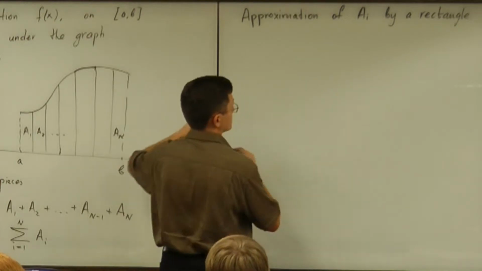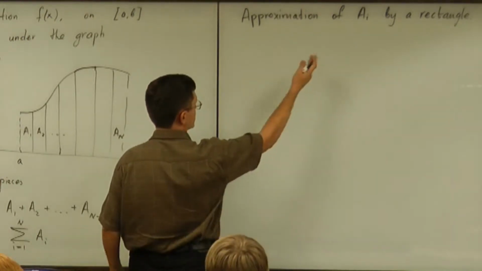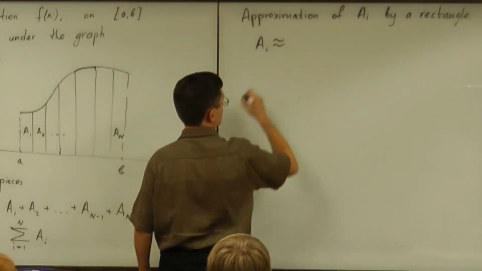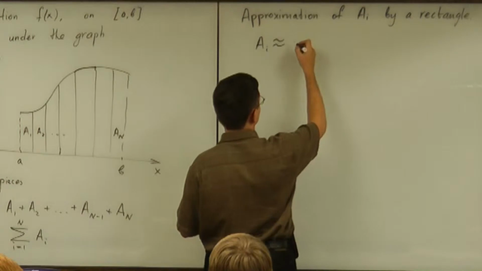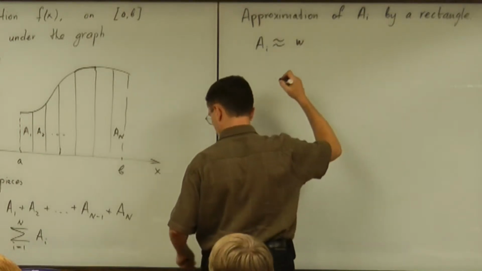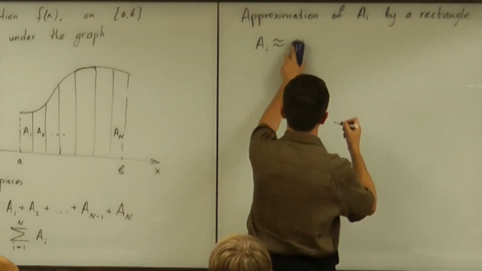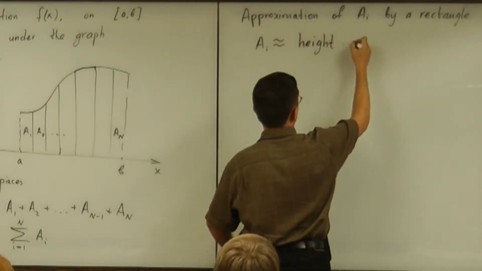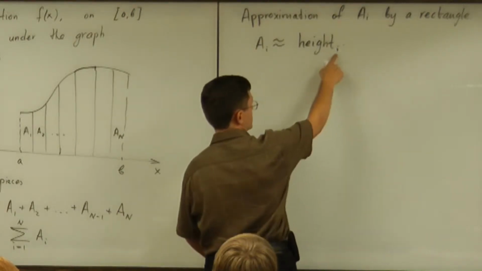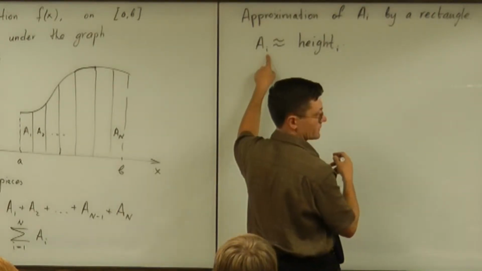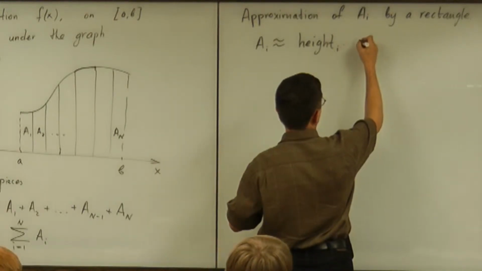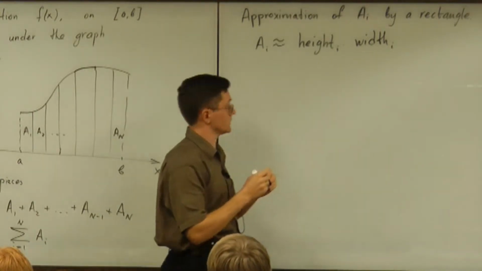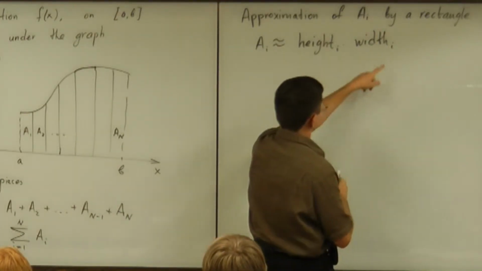And once you reduce it to a rectangle, well, a rectangle has the area equal to width times height. Okay. Put it as height times width. Height with index i, because we are talking about the ith rectangle, and times width with index i, because we're again talking about the ith rectangle.